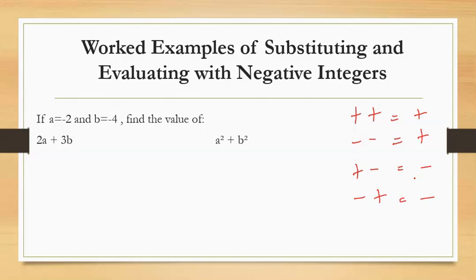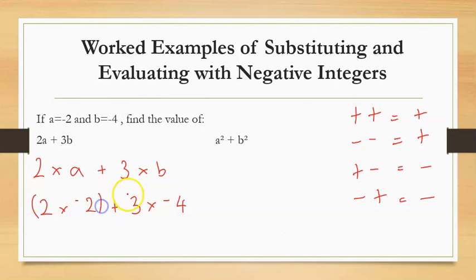So we've got 2a add 3b, and we're being told a is negative 2 and b is negative 4. So the first thing I'll do is expand. So we've got 2 multiplied by a, add to that 3 multiplied by b. Substitute in 2 multiplied by negative 2, add 3 multiplied by negative 4. I'm just going to pop the brackets in to remind that you do the multiplication before you do the addition. So 2 multiplied by negative 2, well, 2 times 2 is 4. This 2 is a positive, this 2 is a negative. A positive and a negative is a negative, so that's negative 4.